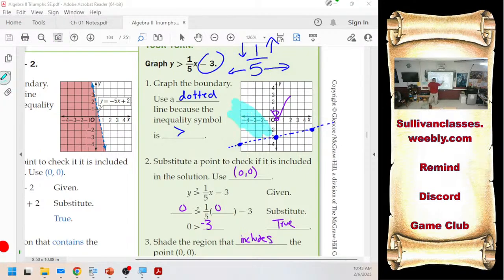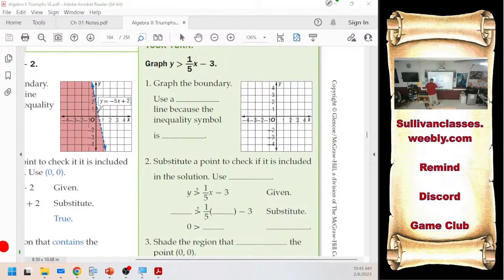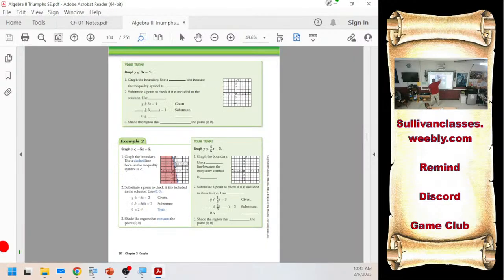And y'all know the kid who's just like, good enough. Don't be that kid. Okay, try to clean up a little bit. So it is dotted or solid. Which way do I shade? Beyond that, it's just like our other ones.